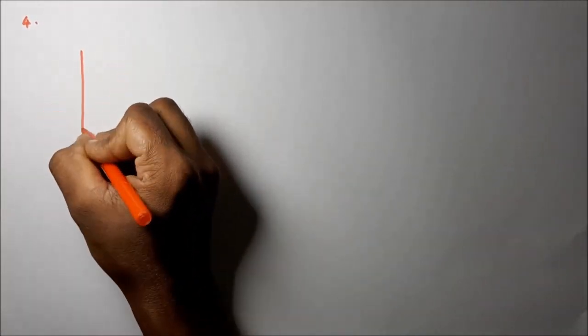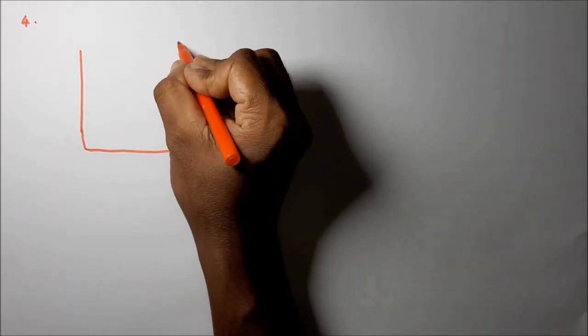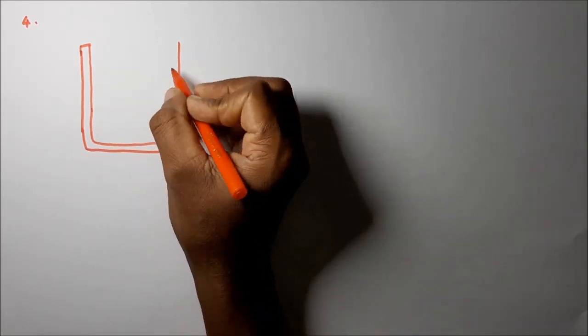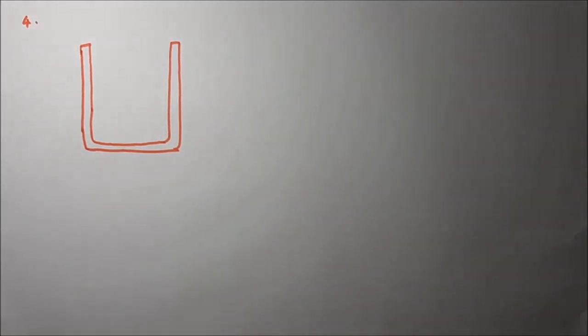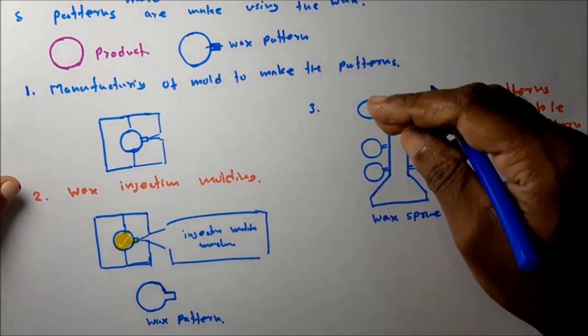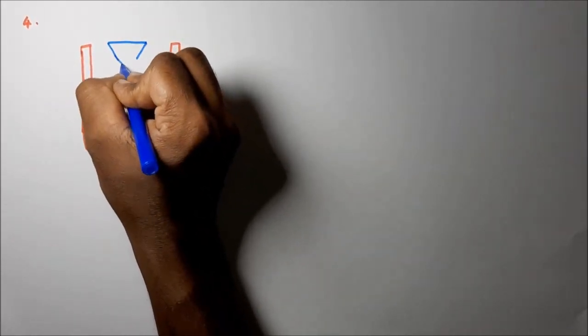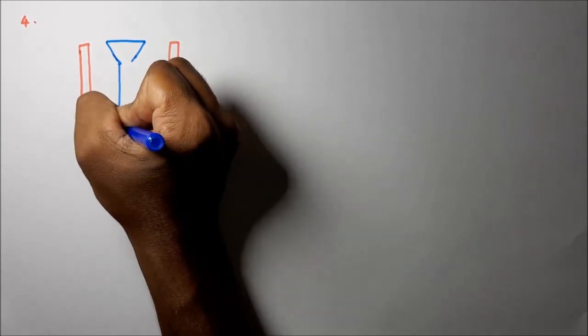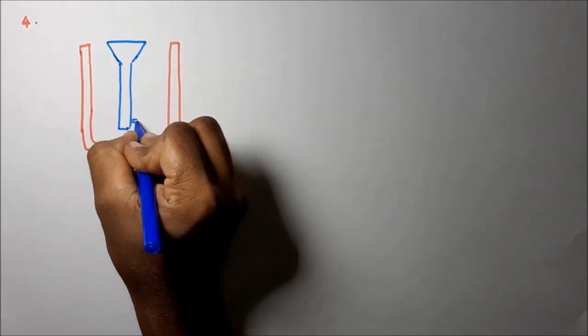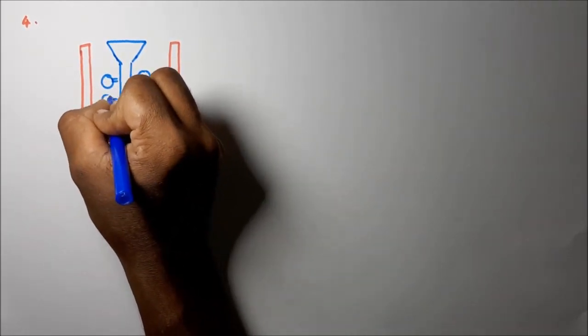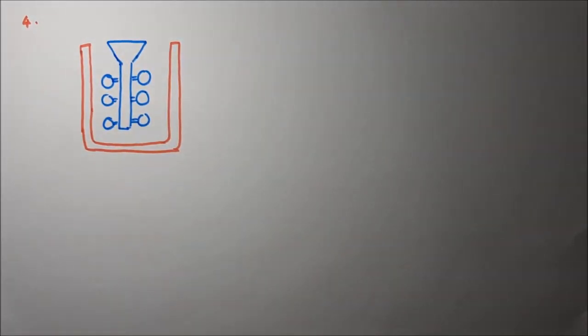Step 4: this wax pattern is dipped in a ceramic slurry mixture. The wax sprue is inverted, and then it is dipped in the ceramic slurry like this. This is the wax sprue, the pattern tree, and this is the slurry.